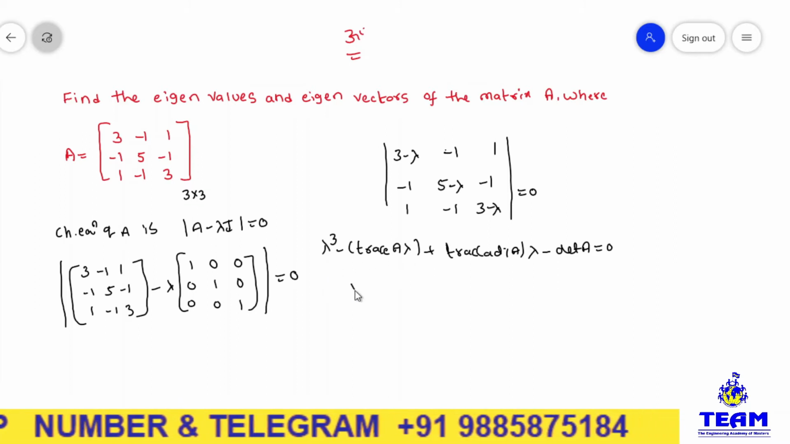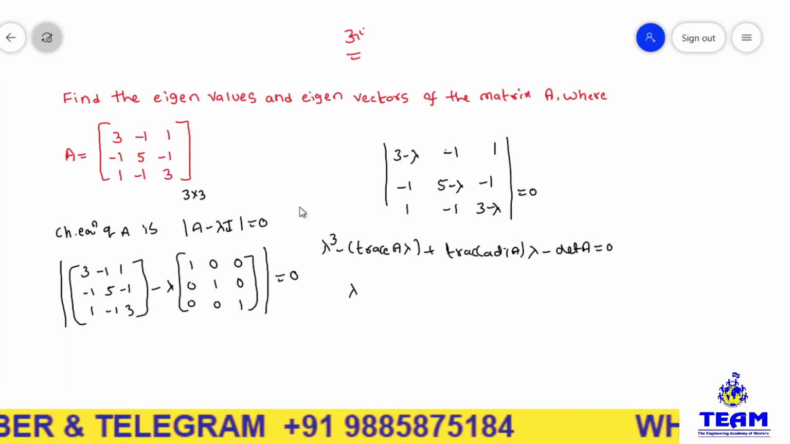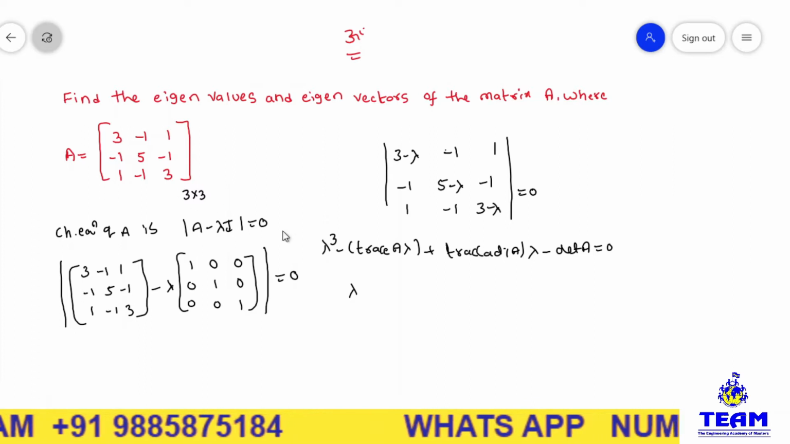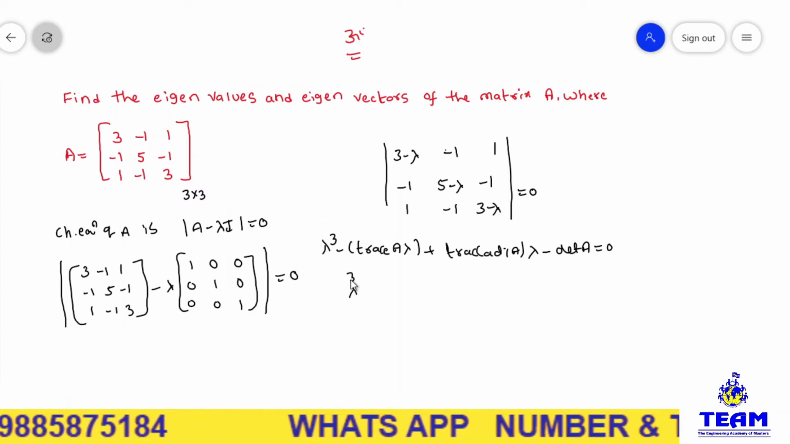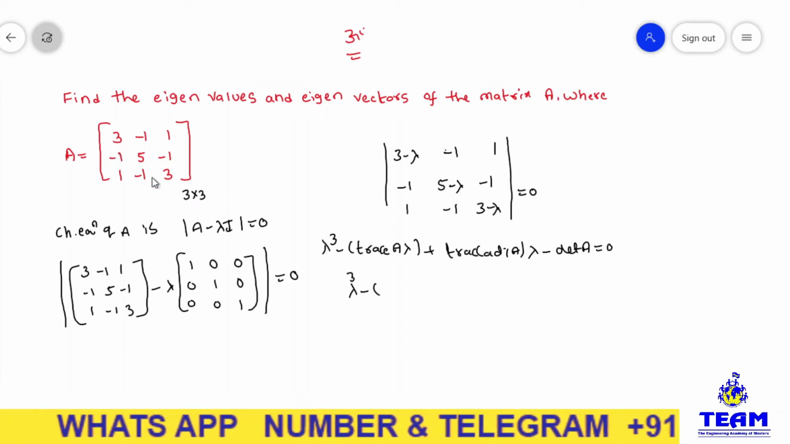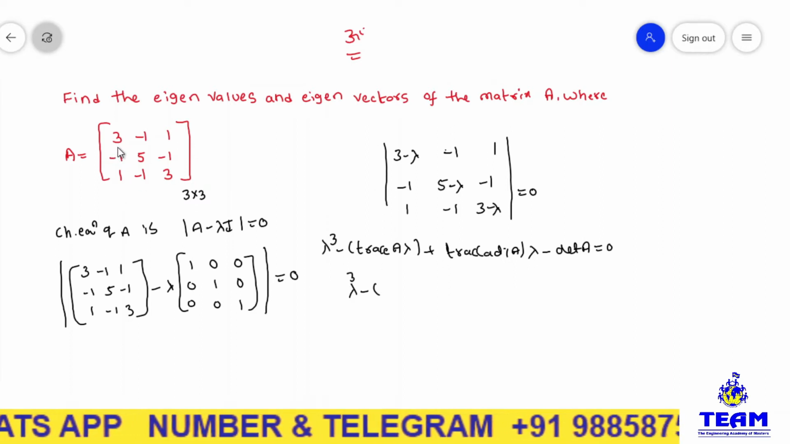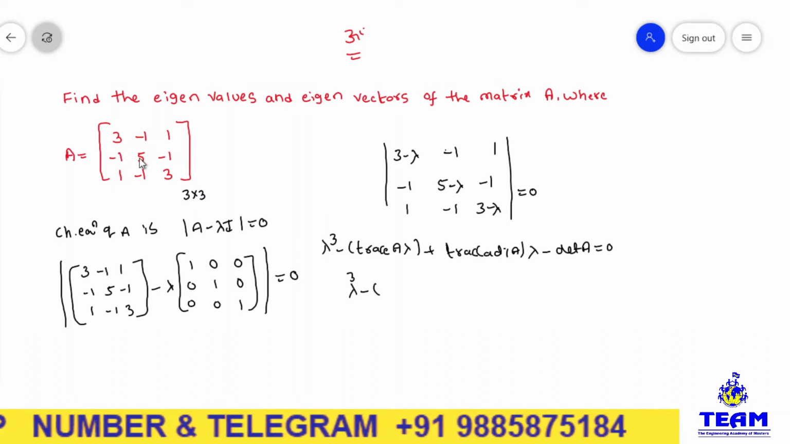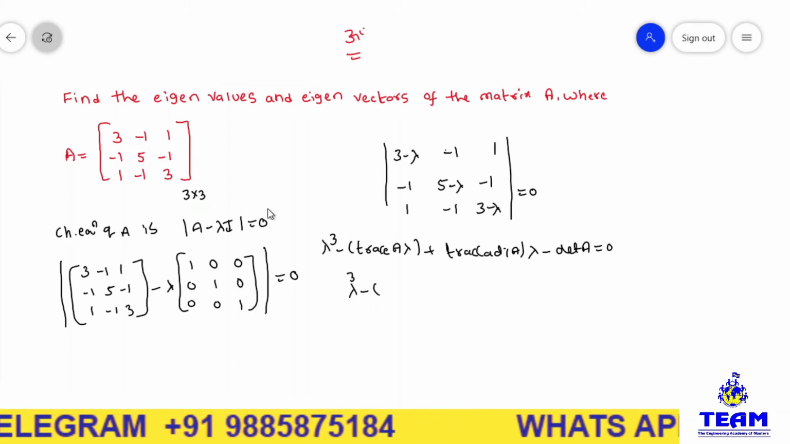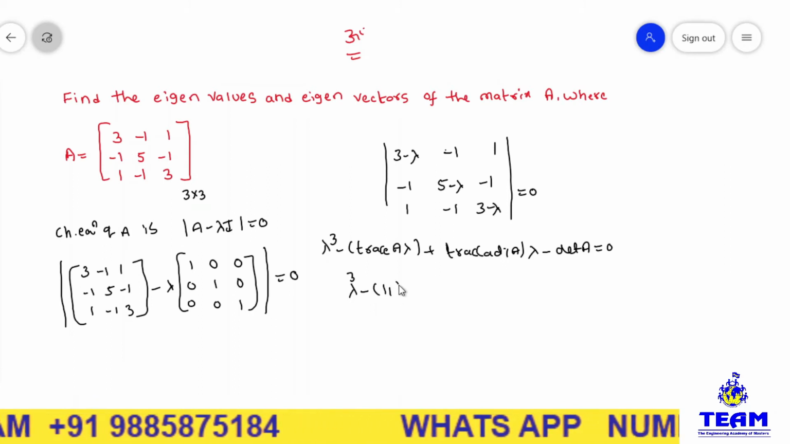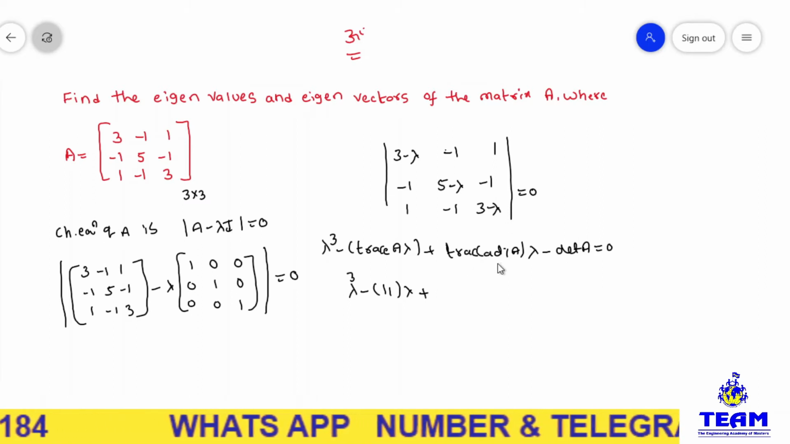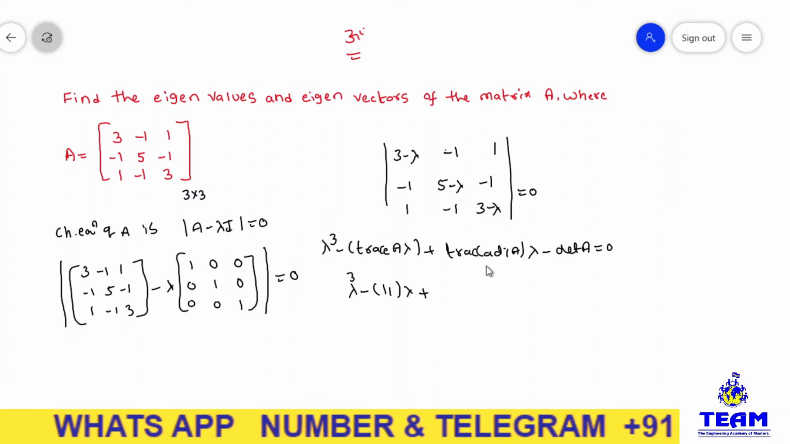First I have lambda cube. Why have I written lambda cube? This is of order 3, so you will get a characteristic equation in terms of lambda of degree 3. That is why I have written lambda cube minus trace A. Trace A means the sum of the diagonal elements, that is 3 plus 5 plus 3, so 5 plus 3 is 8, 8 plus 3 is 11. 11 into lambda squared plus trace of adjoint A. So first we need to find the adjoint matrix and then take the trace of that.